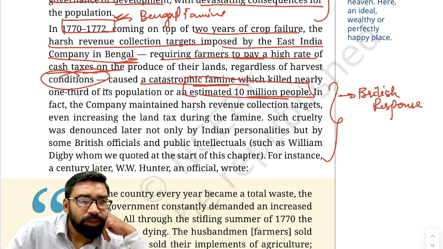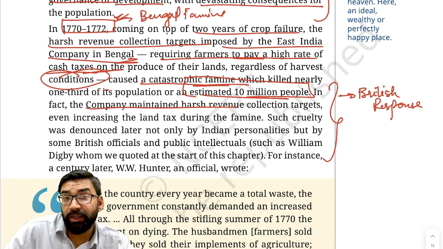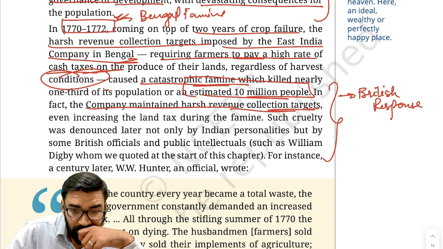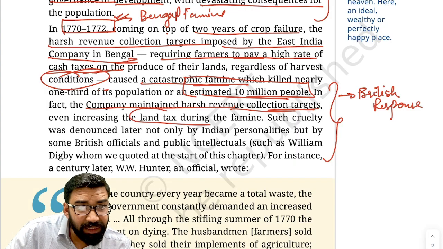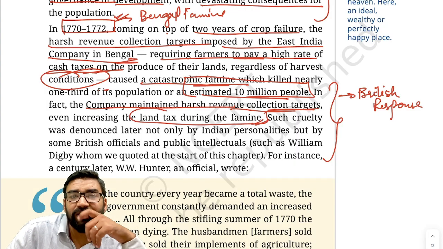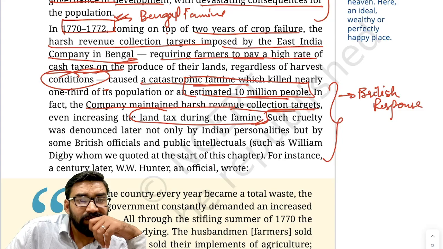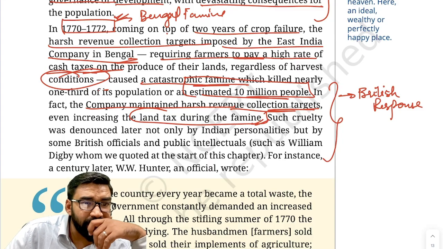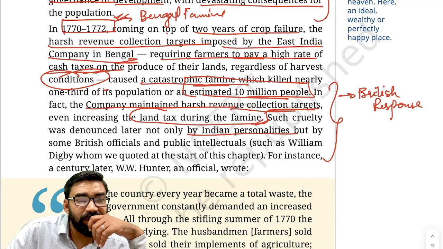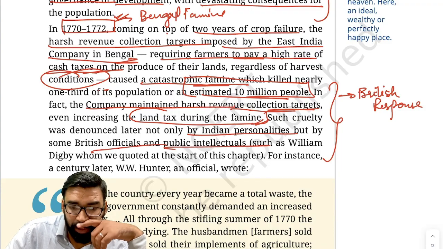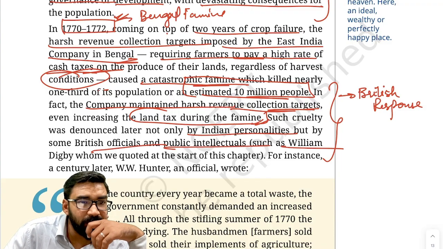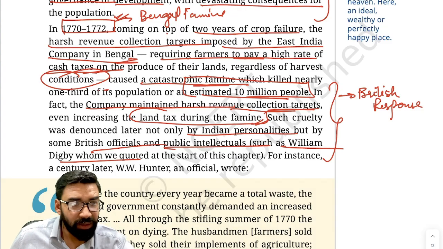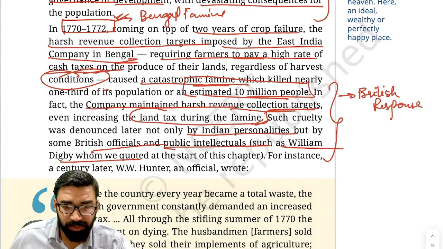British response: though the famine was there, the company still maintained harsh revenue collection targets. They actually increased the land tax during the famine. कहाँ से देगा इंसान? Such cruelty was denounced later, and it was criticized by Indian personalities, some British officials and public intellectuals like William Digby. Remember this. This is very important.